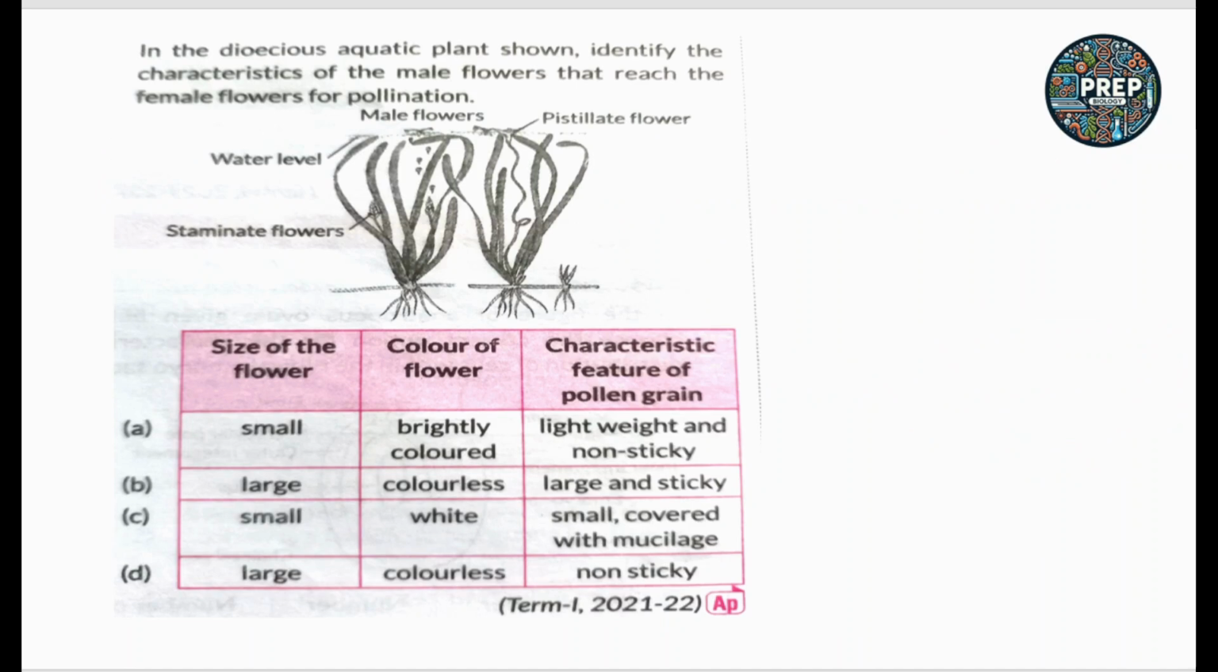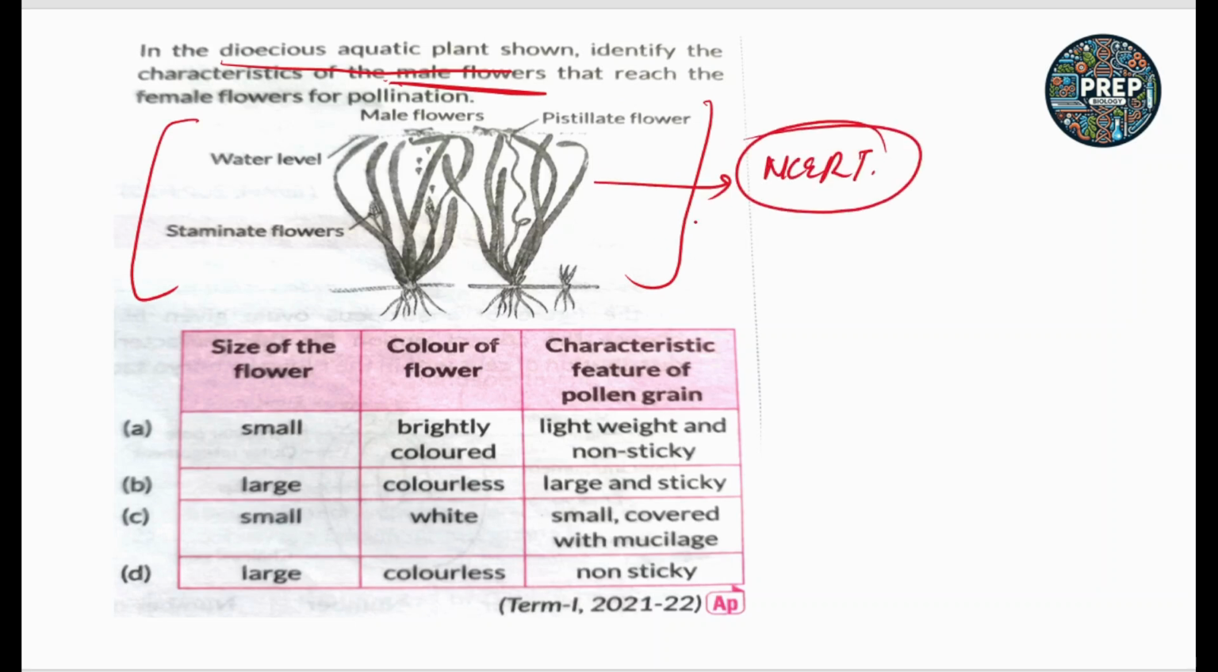Next question is, this is a very, very important question. This is the diagram you are given, of a dioecious aquatic plant. Identify the characteristics of the male flower that reaches the female flower for pollination. So this is the aquatic plant. Okay, so this figure is also mentioned in your NCERT textbook, and this figure is of Vallisneria. Vallisneria we have already discussed in the previous classes.